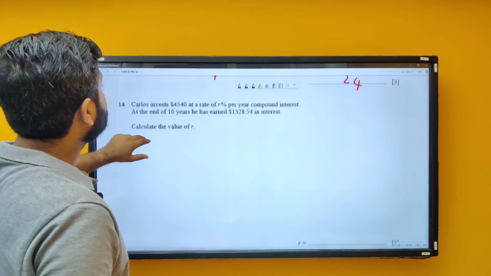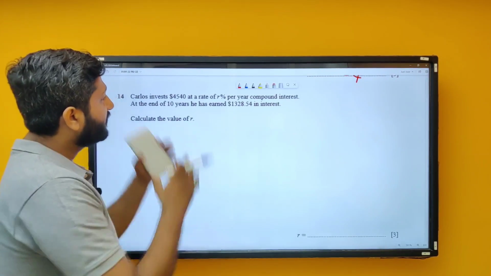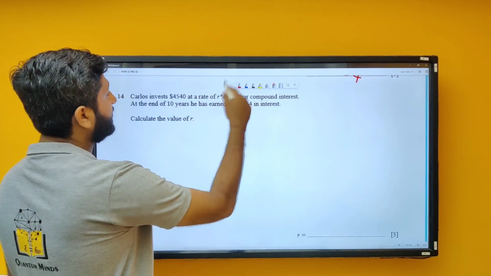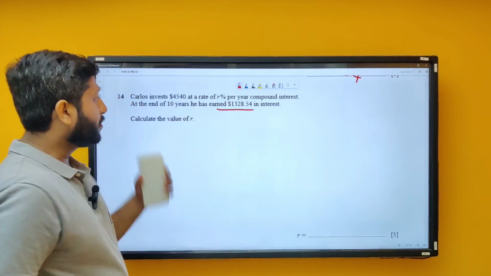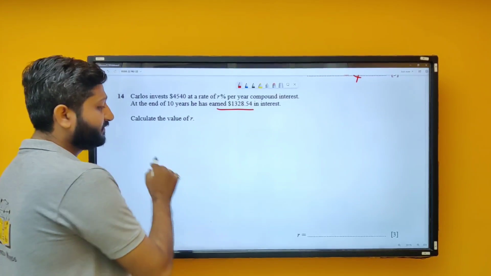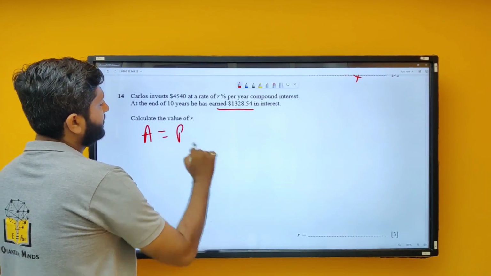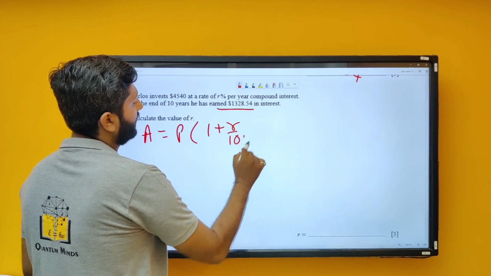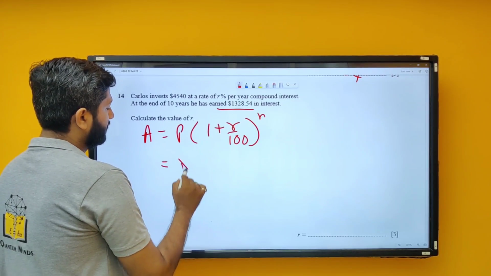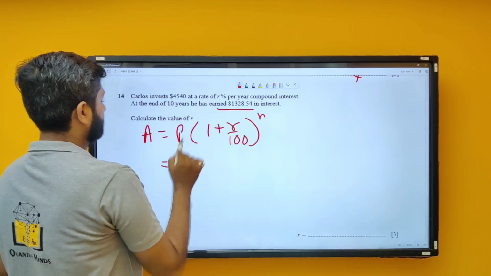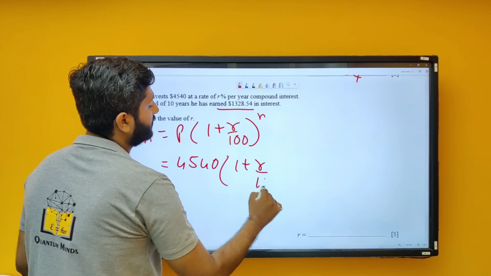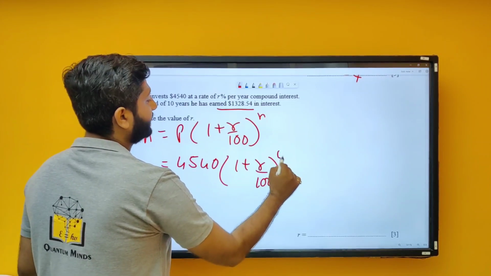Next, Carol invests $4540 at a rate of R% per year compound interest. At the end of 10 years, she has earned $1328.54 in interest. Find the value of R. So we know amount is nothing but principal into 1 plus R upon 100 power n. So what was the principal which she had invested? The principal was $4540 at a rate of R% for 10 years.